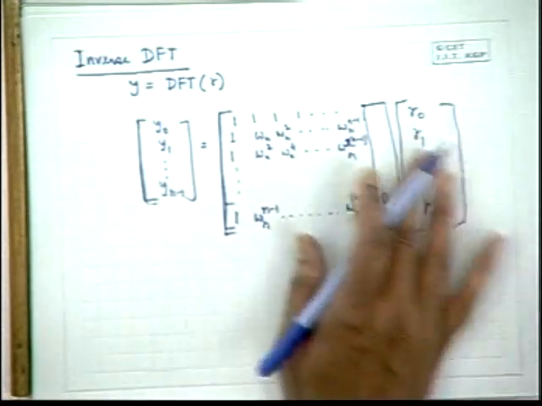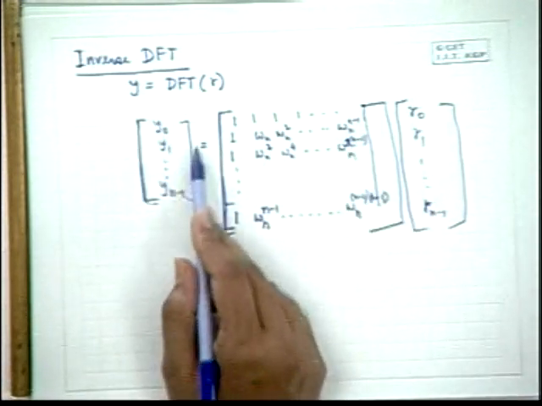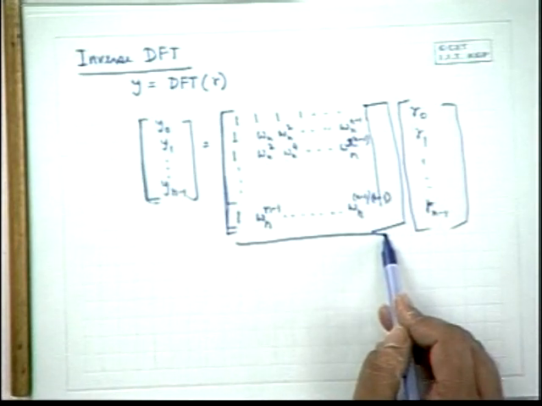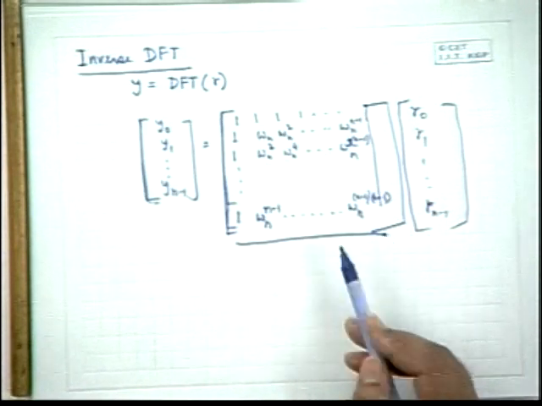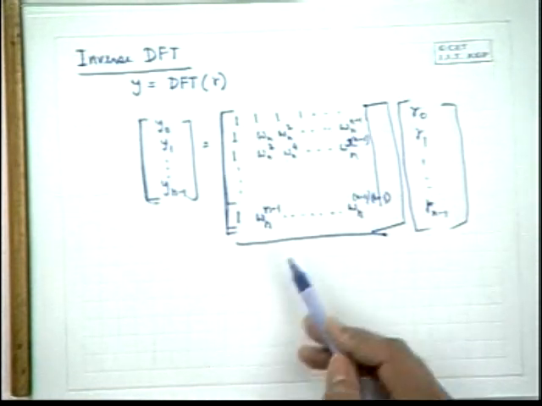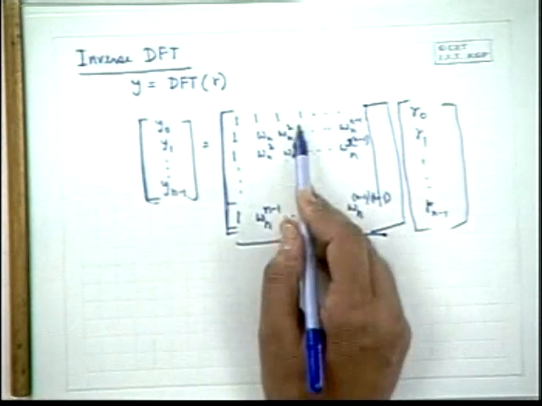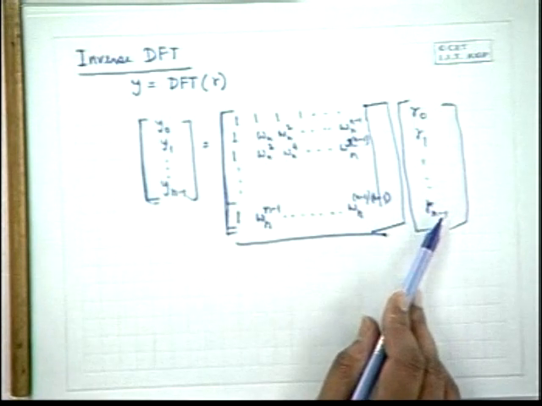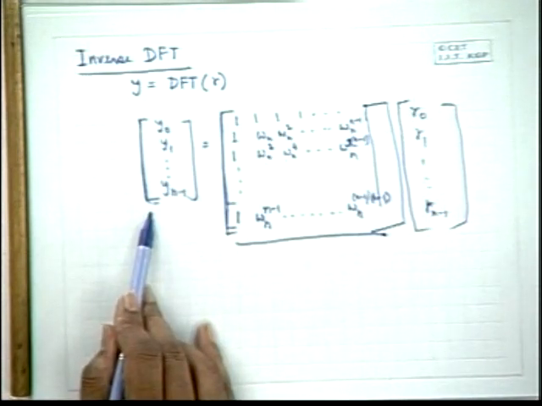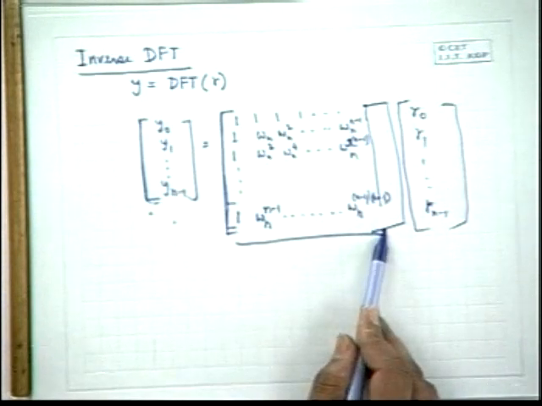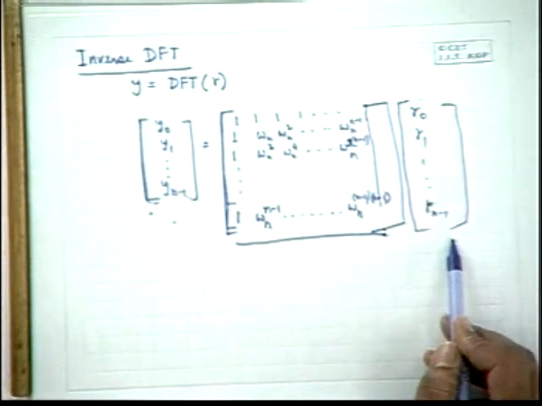So the entire thing can be written in this form. You are getting one vector from another vector using a matrix transformation. This is from simple algebra: to get from one vector to the other you use a transformation matrix, and the matrix is this one. Now we have seen how, given R0 to Rn minus 1, to get y0 up to yn minus 1. But now our problem is that we have been given y0 up to yn minus 1, and we want to get R0 to Rn minus 1.